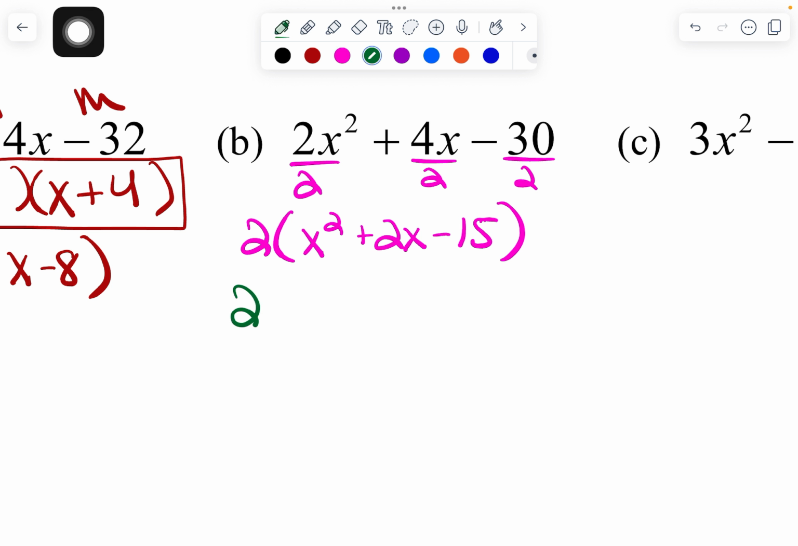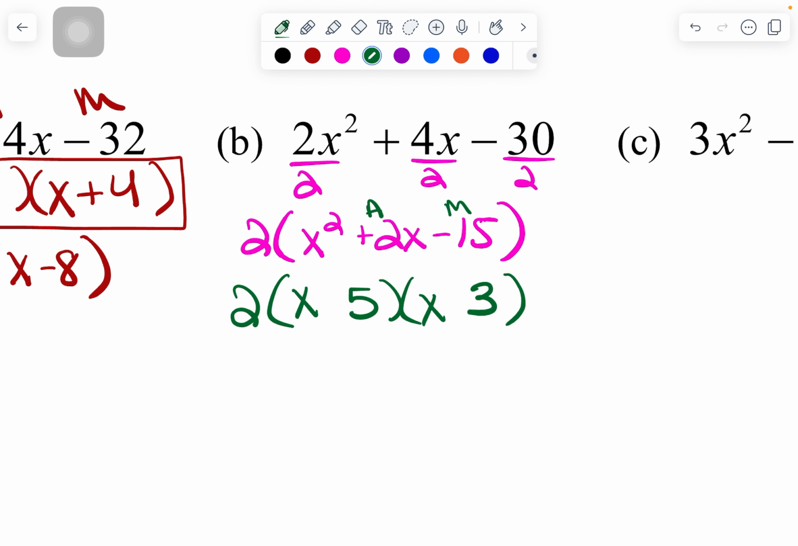So the 2 stays, right? That GCF of 2 stays. And then we're going to split the x squared, x and x. Now, you need to think about multiplying to negative 15 and adding up to positive 2. Well, I'm kind of liking 5 and 3 to multiply to the 15. To make the negative 15, I need 1 positive, 1 negative. So how about a positive 5 and a negative 3?